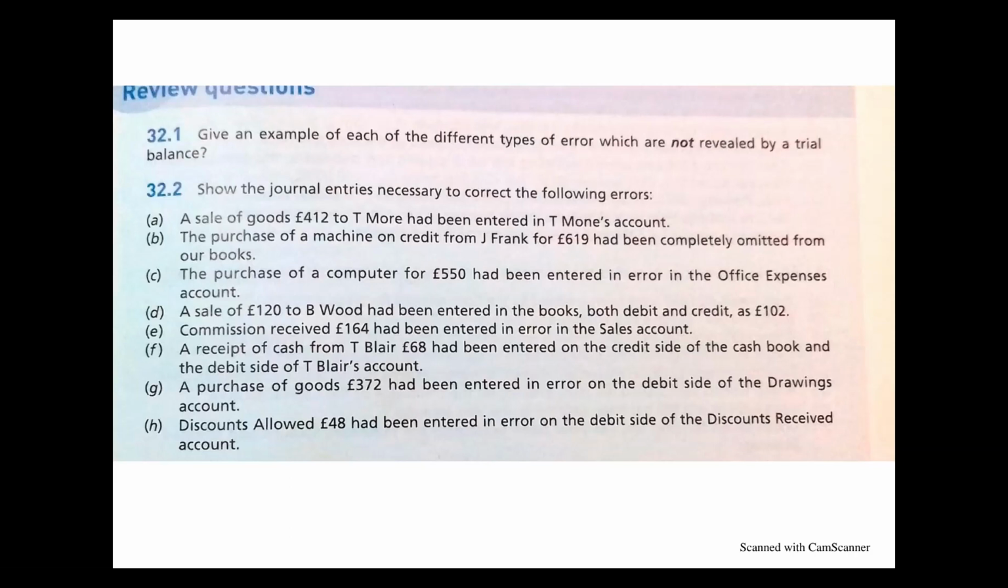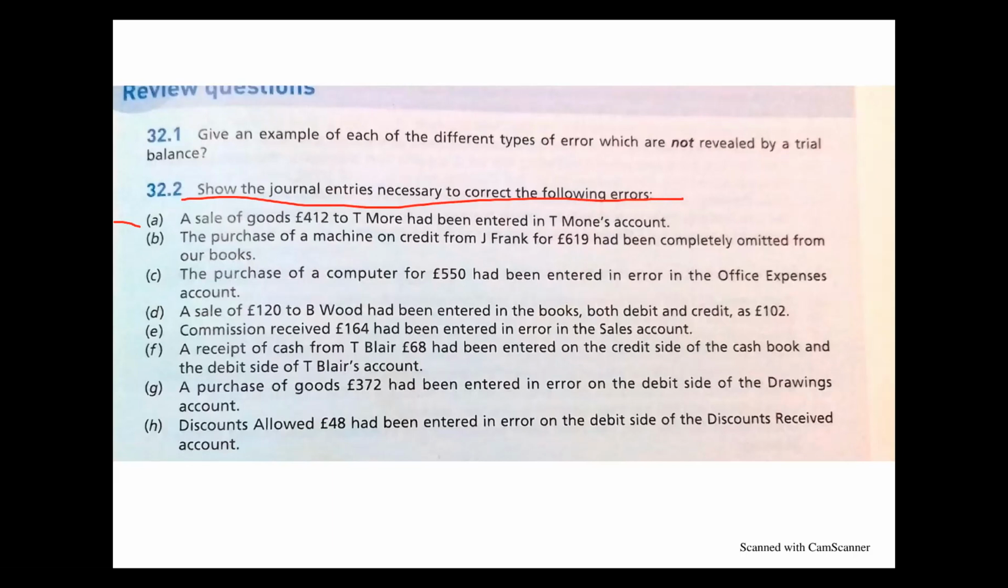Show the journal entries necessary to correct errors. Okay, these errors. Number one, on A, the sale of goods for 12 to M. Timon had been entered in T. Mon's account. You know that this is the error of commission, where you have two persons' accounts and the amount is entered on the wrong person's account. So the class of the account is just the same or is correct.